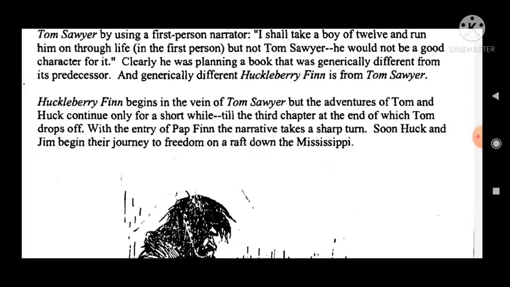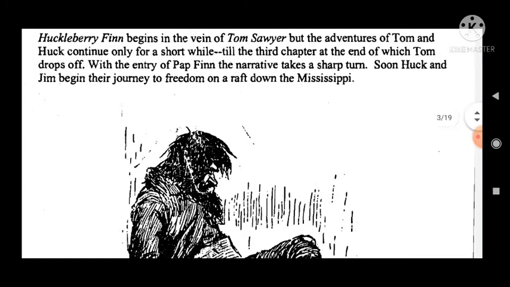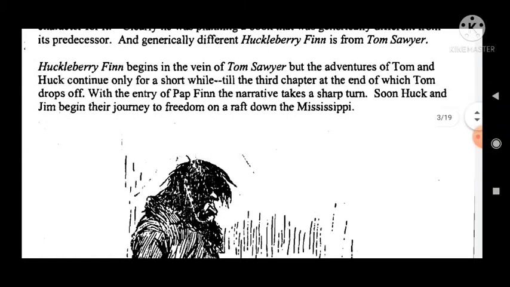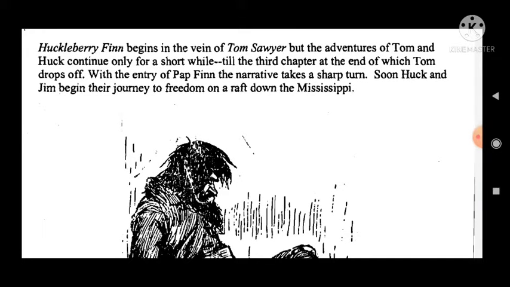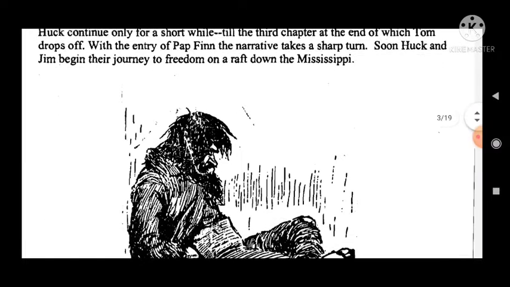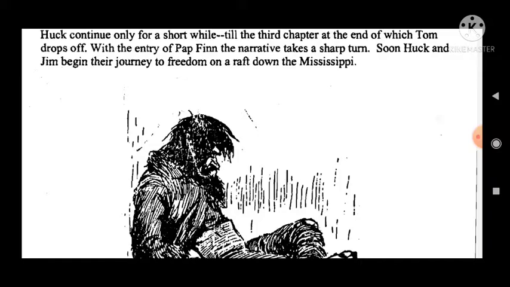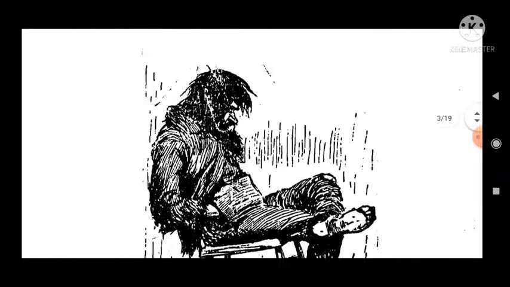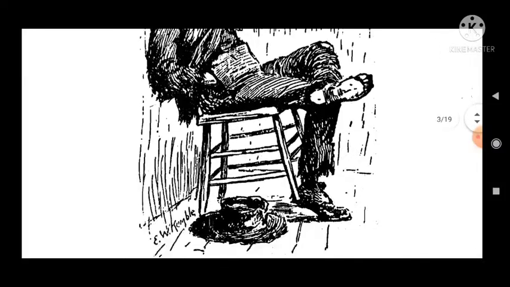And generically different Huckleberry Finn is from Tom Sawyer. Huckleberry Finn begins in the vein of Tom Sawyer, but the adventures of Tom and Huck continue only for a short while, till the third chapter, at the end of which Tom drops off. With the entry of Pap Finn, the narrative takes a sharp turn. Soon Huck and Jim begin their journey to freedom on a raft down the Mississippi. So here you can see the picture.